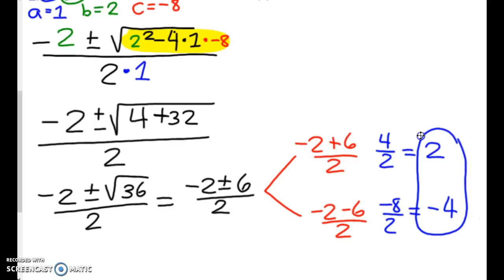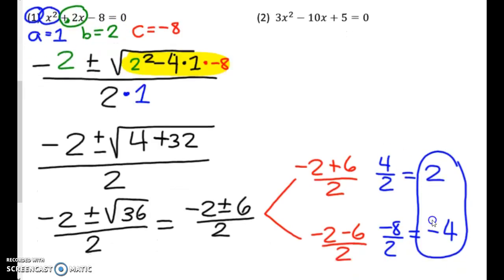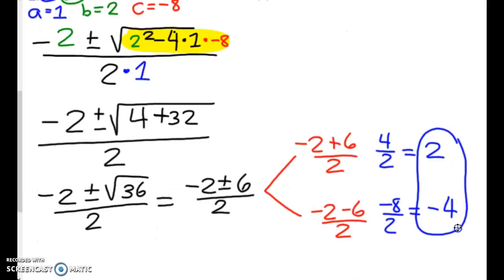I got two whole numbers as my answer, which actually tells me one other thing. This problem could have been factored. We actually could have used the snowflake or asterisk method to solve for this. You can try that on your own if you want to pause the video and try this problem with the snowflake method; you should get the same answers of 2 and negative 4. This example, though, proves that the quadratic formula will indeed work with any type of quadratic.